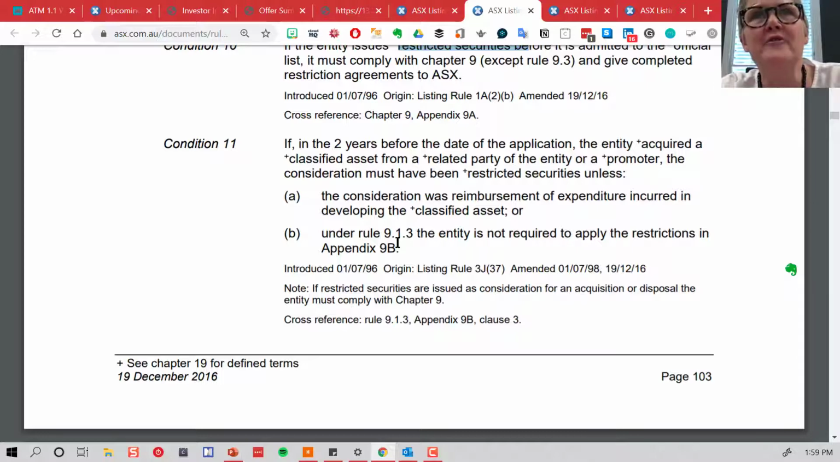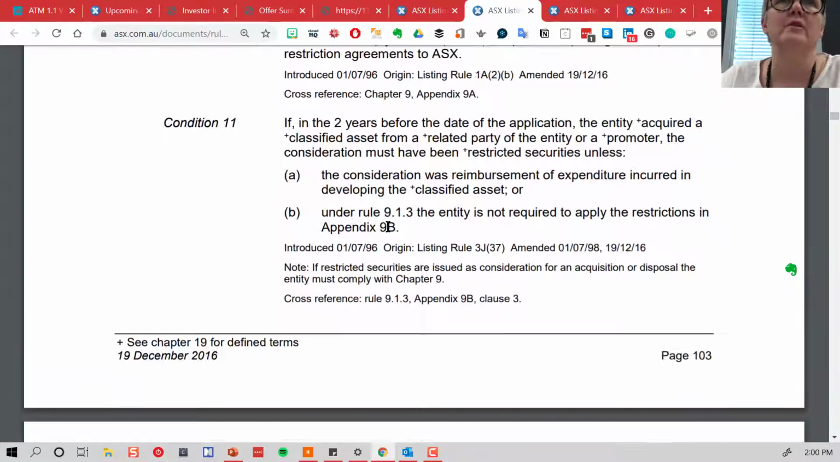So, condition 11: if in the 2 years prior to putting your application in with the ASX, you acquired a particular type of asset from a related party or a promoter of the company, then the consideration will be treated as restricted securities. So your shares will be treated as restricted securities unless it was an actual reimbursement in cash of money that you spent. So again, that's dovetailing in with the explanation I hope I've already given you.